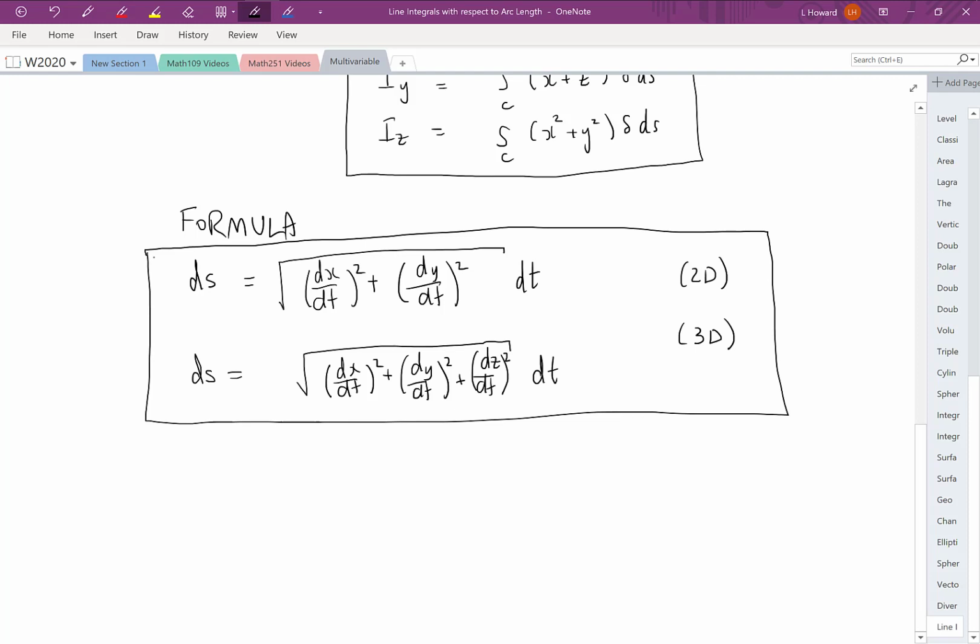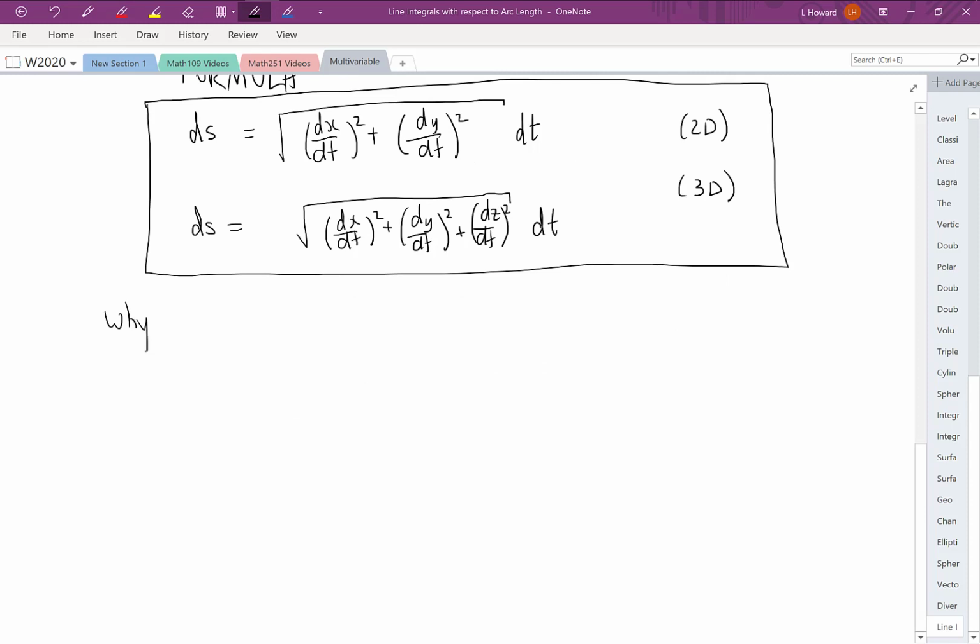Before we jump into an example, let's draw a quick picture and try to understand where this formula for ds comes from. I think that this will be most clear if we just look at the 2D example. So let's just ask, why is this formula true? Looking at the 2D formula. Well, imagine that we've got a curve C, and what ds represents is just a tiny, infinitely small chunk of the arc length along C. So if we actually zoom in on ds, we could say over a very tiny interval, ds is basically a straight line segment. So let's say that's ds there.